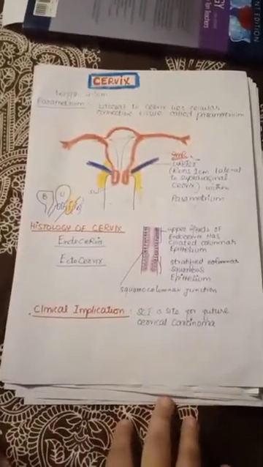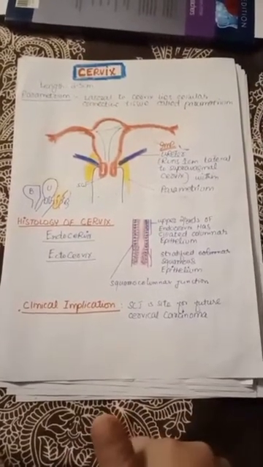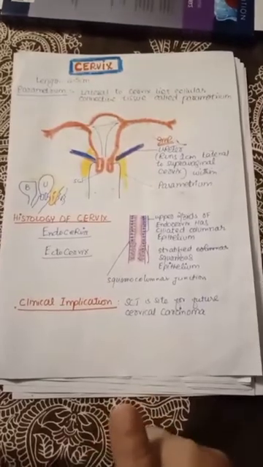So up till now we have discussed the vagina and uterus, and at the end of my lecture I will discuss the blood supply and lymphatic drainage of all the viscera.